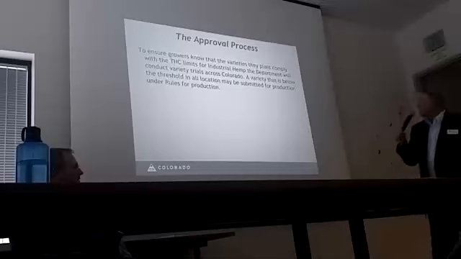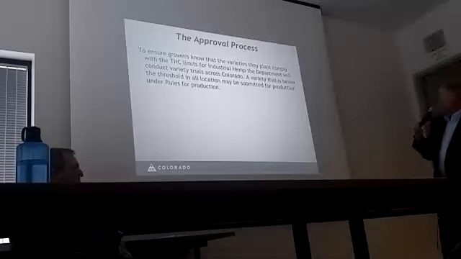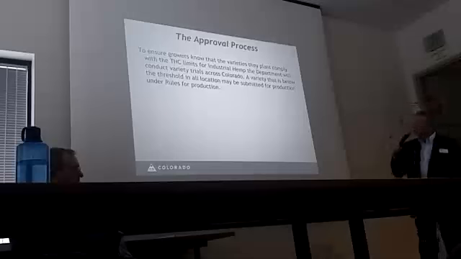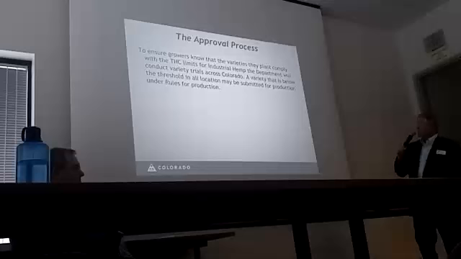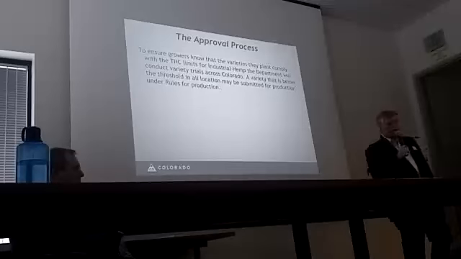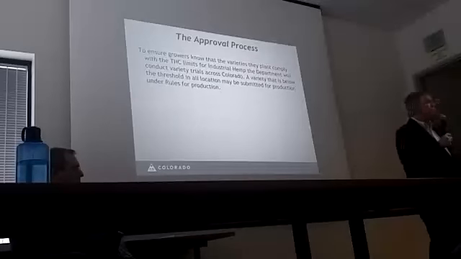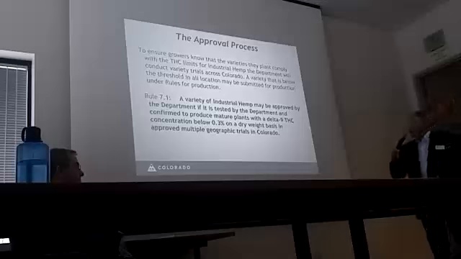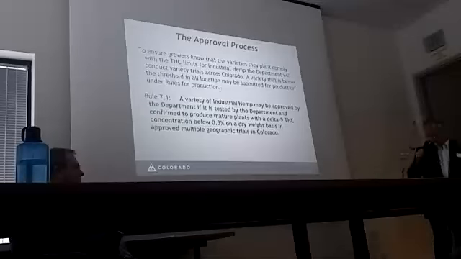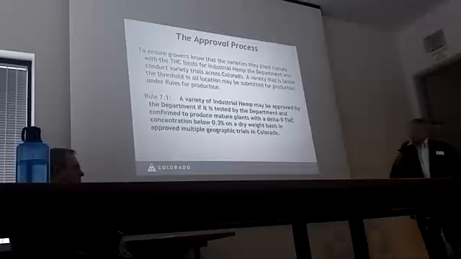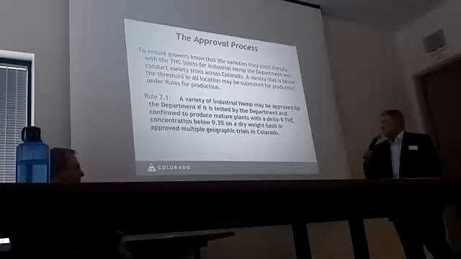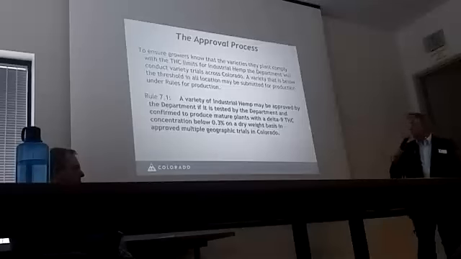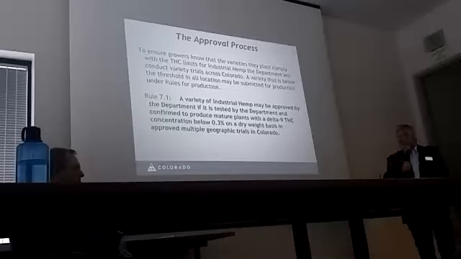So to ensure growers know that the varieties they plant comply with the THC limits, the department will conduct variety trials across Colorado. A variety that is below the threshold in all locations may be submitted for production under rules of the program. Rule 7.1: a variety of industrial hemp may be approved by the department if it is tested by the department and confirmed to produce mature plants with a delta-9 THC concentration below 0.3% on a dry weight basis in multiple geographic trials.